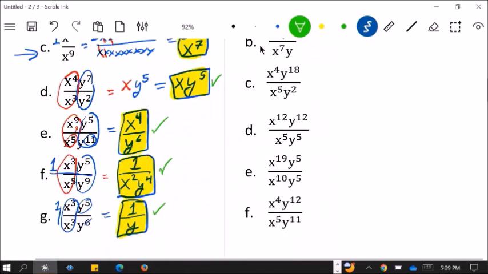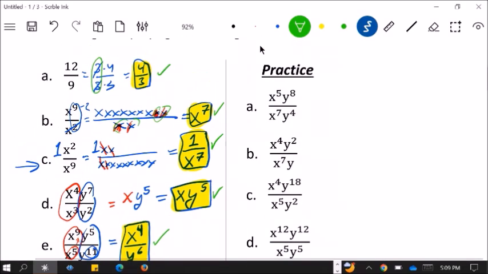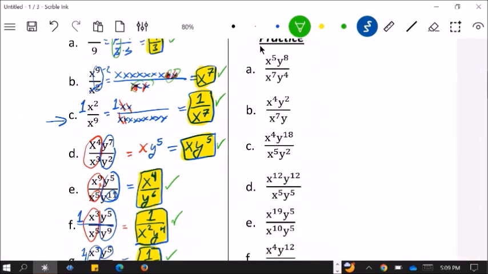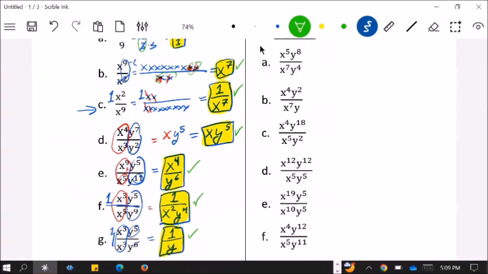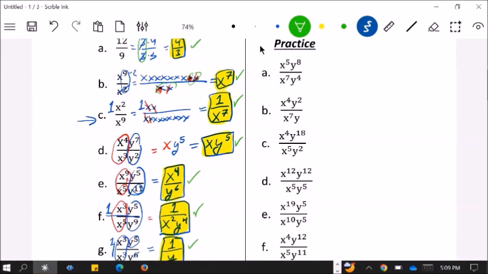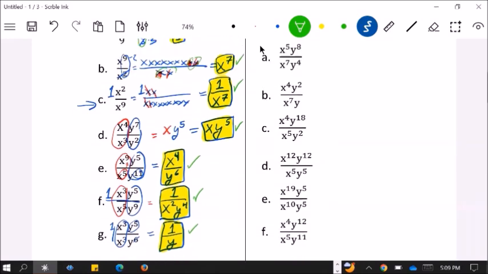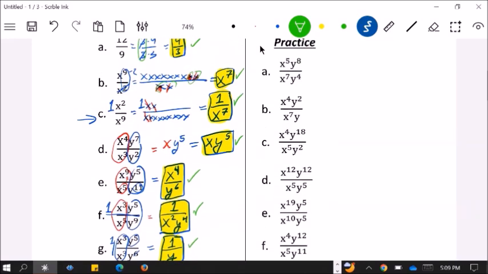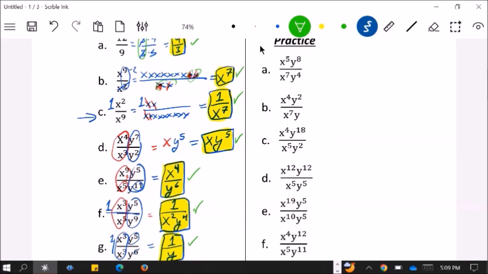Now, all these practice ones next to them are very similar to these. Why don't you take a moment to pause the video, do all of these practice ones, and then turn the video back on, and then I'll go through each one. I'll go through the answers for them.